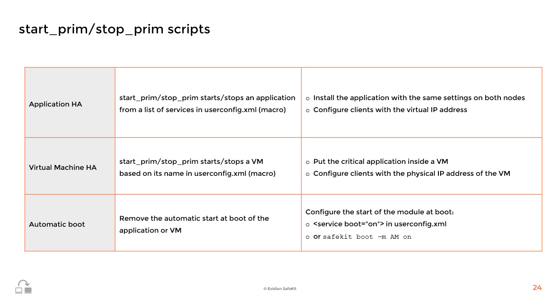Now let's talk about automatic boot. Remove the automatic start at boot of the application or the VM. This start will be managed by the automatic start of the module at boot. To do this, configure the SafeKit module to start at boot by adding boot equals on in the service tag of the userconfig.xml file or by using the SafeKit boot command.